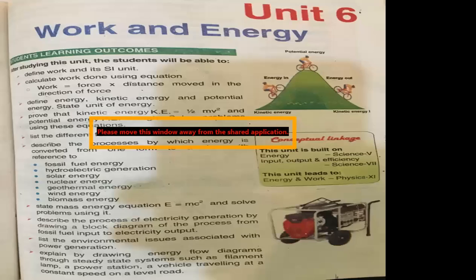The sixth MCQ is: which one of the following converts light energy into electrical energy? A is electric bulb, B is electric generator, C is photo cell, and D is electric cell. My choice C is the right one.